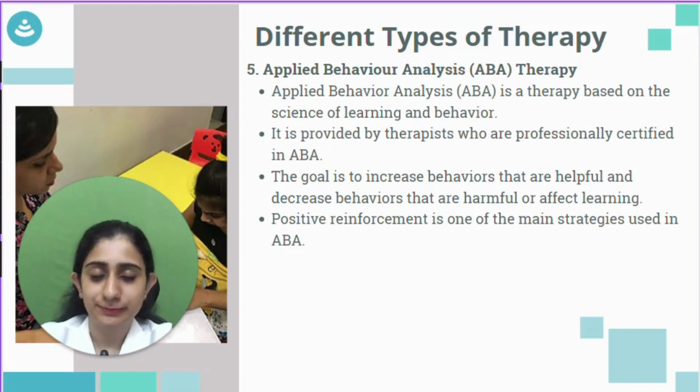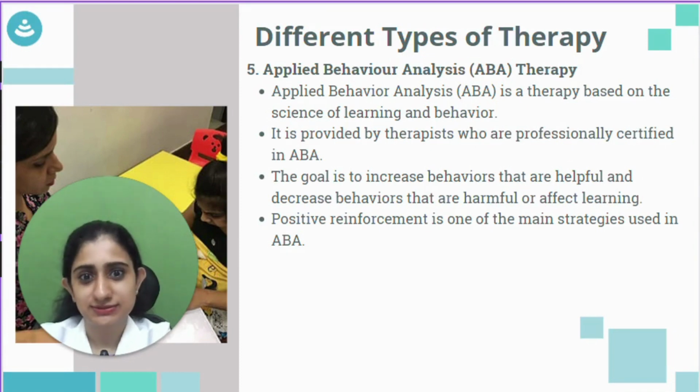The next type of therapy is the applied behavioral analysis, or the ABA therapy. So this is based on the science of learning and behavior. It is provided by therapists who are professionally certified. Here, the goal is to increase the behaviors that are helpful and to decrease behaviors that are harmful or that affect learning. So the main strategy that they use here is positive reinforcement.